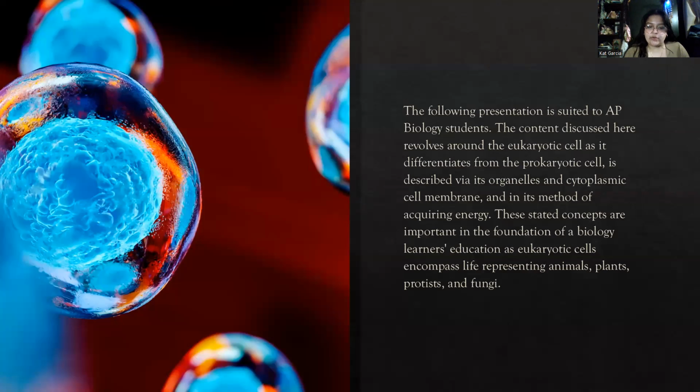At the end of this presentation, there will be applied research that students will be able to further delve into on this topic, and then there will also be some exercises as review. The stated concepts here are important. The eukaryotic cell is the fundamental cell as it encompasses life. Here it represents animals, plants, protists, and fungi, which we will get to later in the presentation. So the eukaryotic cell is very important to science. It is a foundational topic, and all biology students should be well-versed in this category.